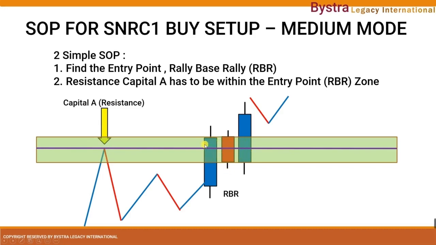Where you should put your PO, your pending order, will be this horizontal line. This is where you should put your pending order. Then price will come back to this zone, react and continue on the uptrend. So let's have a look at the example.